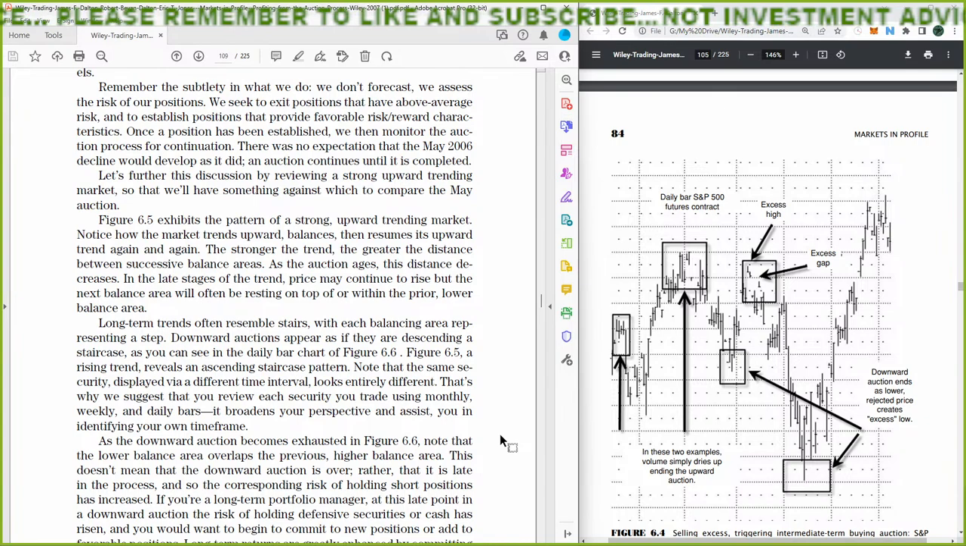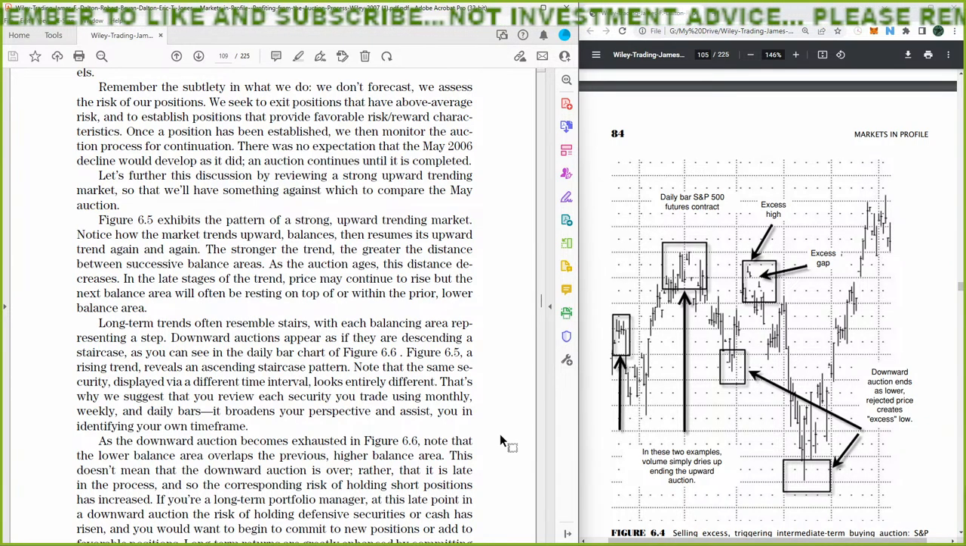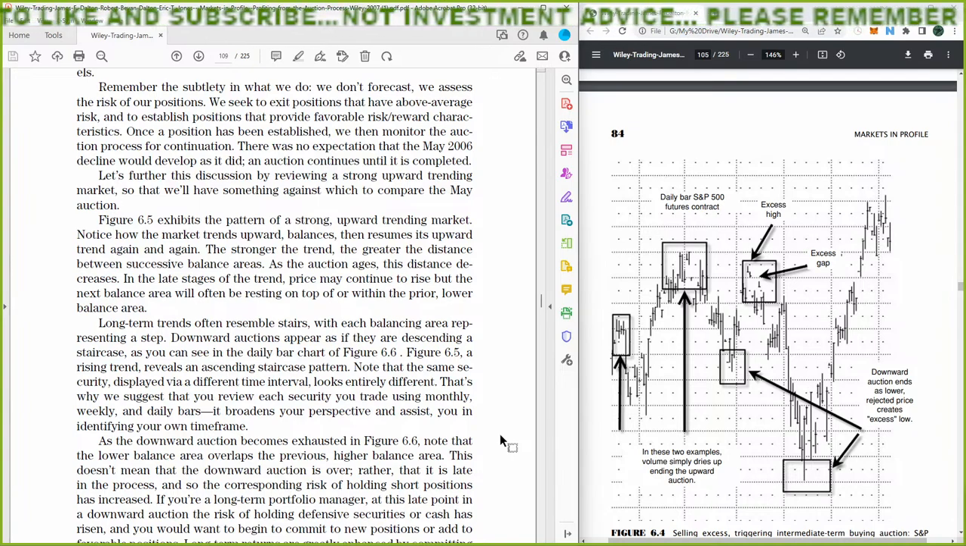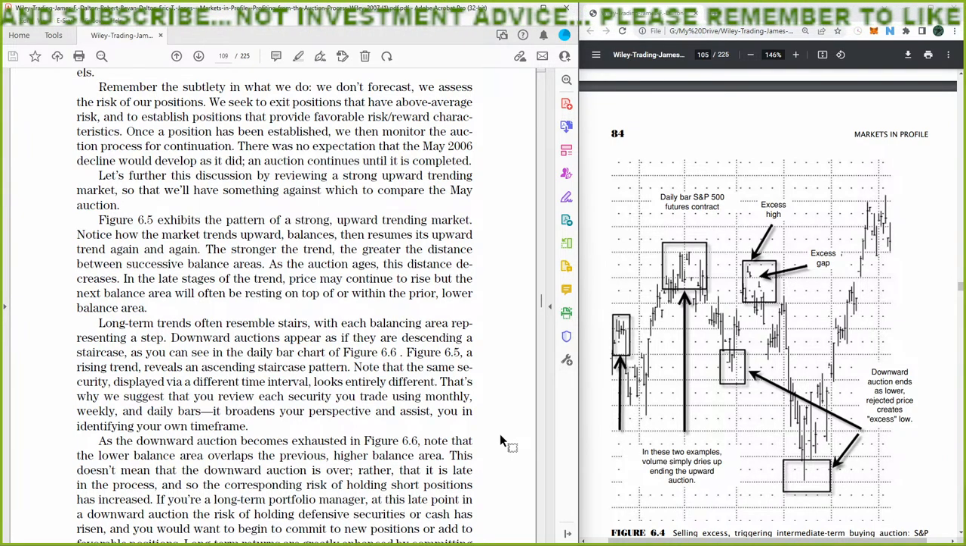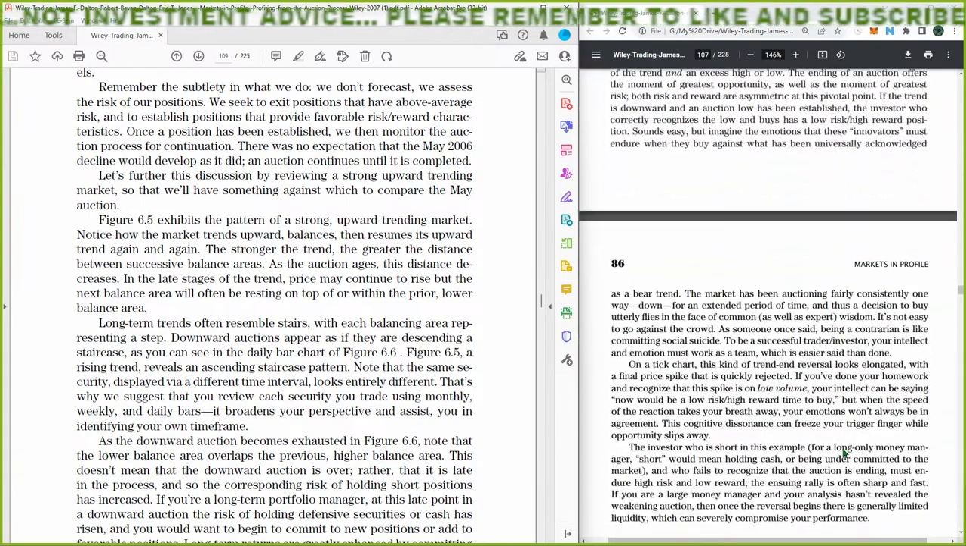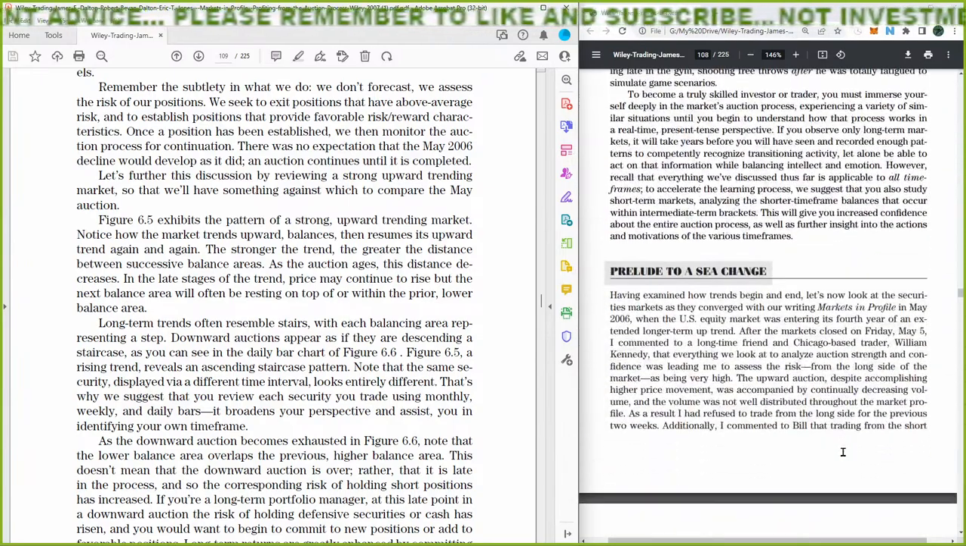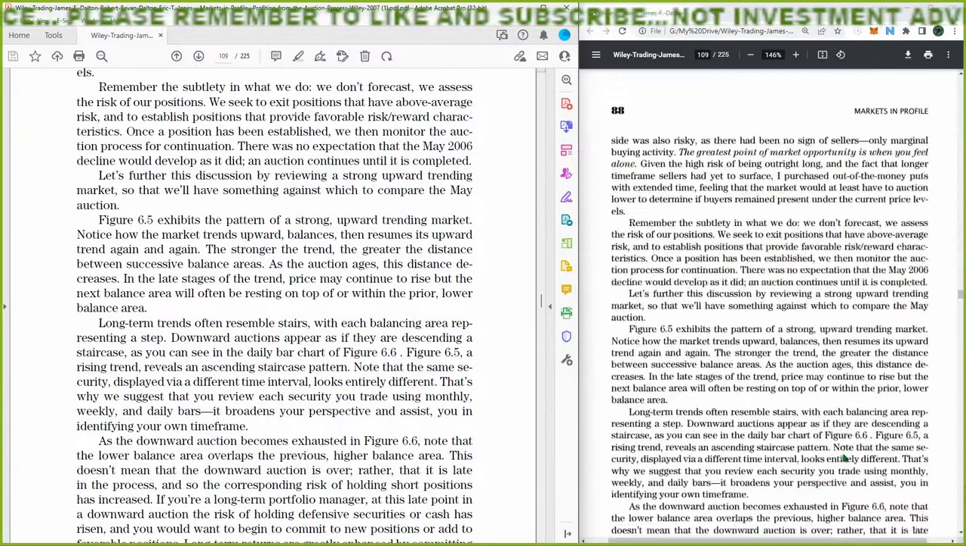There was no expectation that the May 2006 decline would develop as it did. An auction continues until it is completed. Let's further this discussion by reviewing a strong upward trending market so that we'll have something against which to compare the May auction.